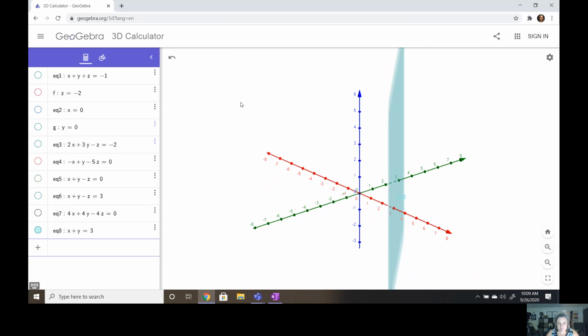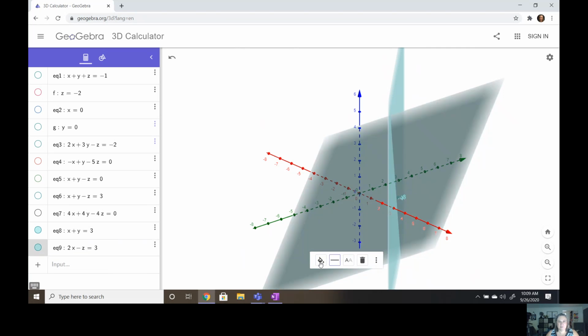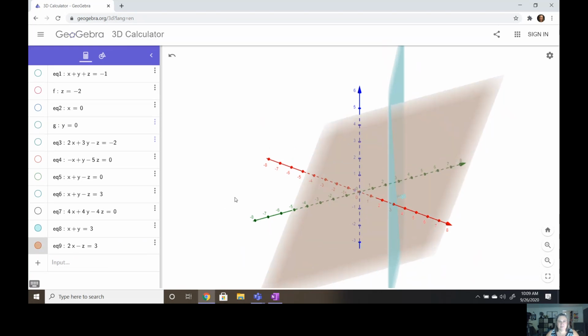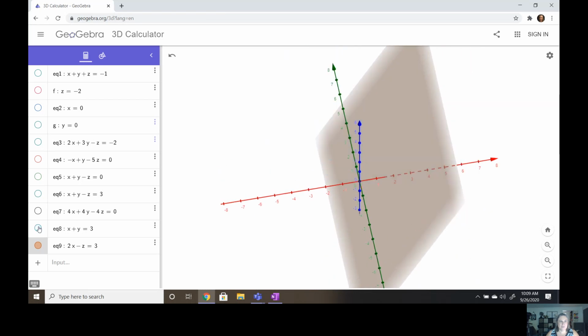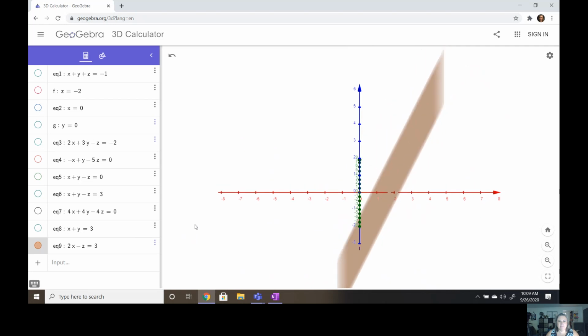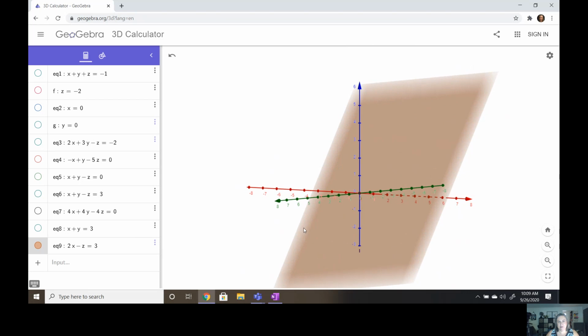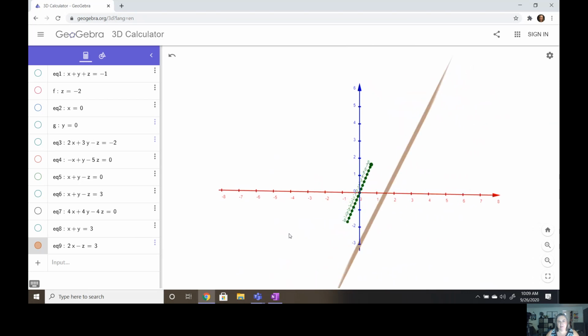So if we took, say, 2x minus z equals 3, let's make it a different color. Actually, we'll take out this other one. Okay, so the letter that's missing is the Y, and you'll see that this crosses both the X and the Z, but it doesn't cross the Y. It is parallel to that Y-axis, so it doesn't cross the Y. So when a variable is missing, that's what would happen.